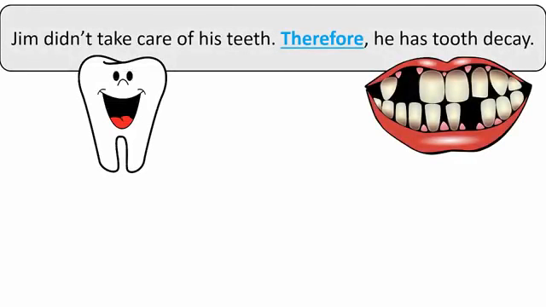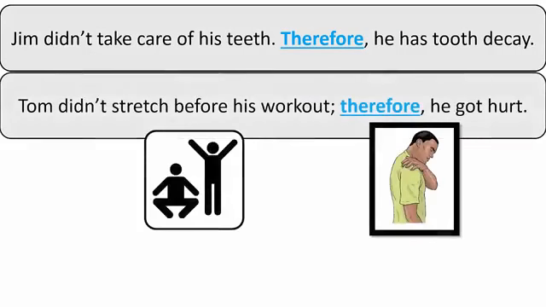Jim didn't take care of his teeth, therefore he has tooth decay. Therefore is at the beginning of the sentence. Tom didn't stretch before his workout, therefore he got hurt. Again, therefore is at the beginning, but it is preceded by a semicolon.